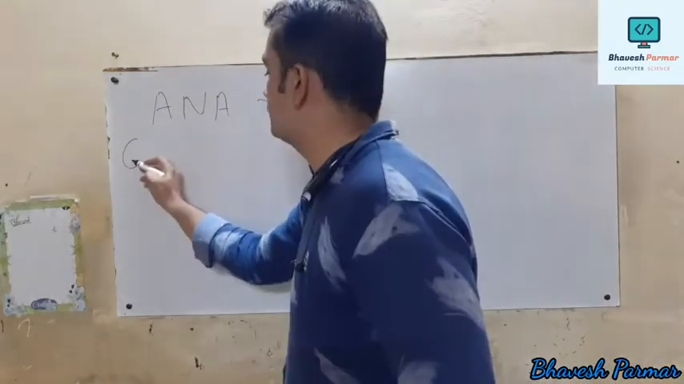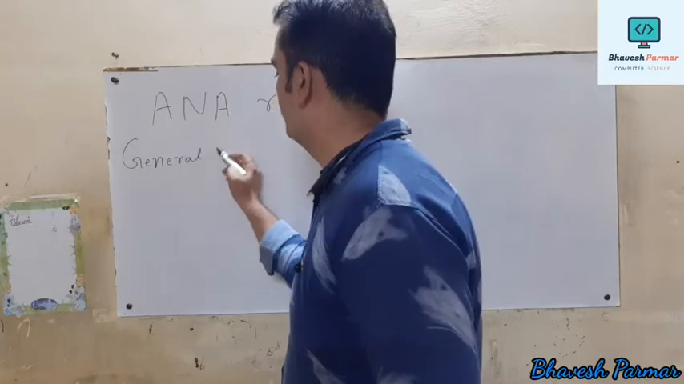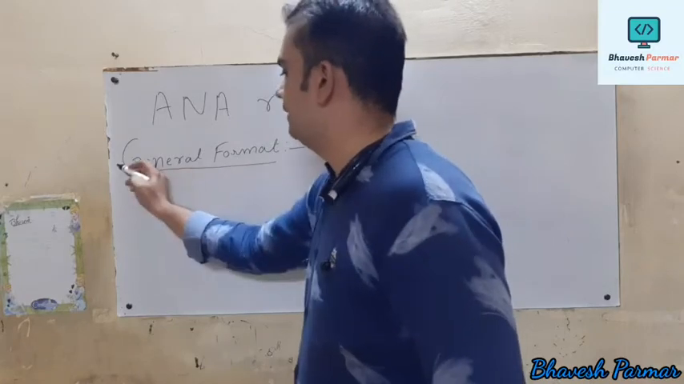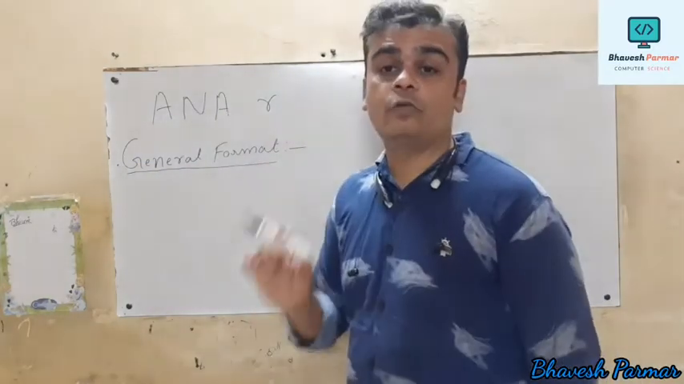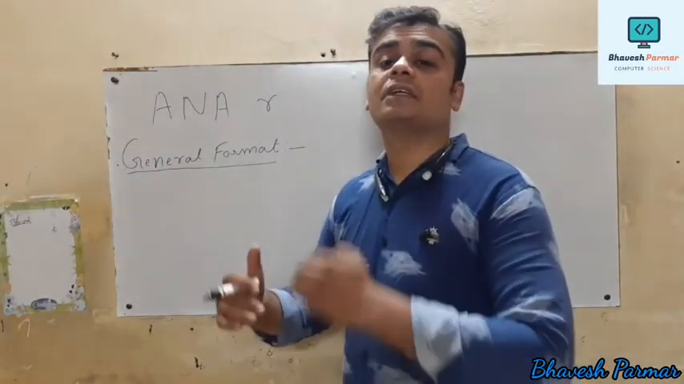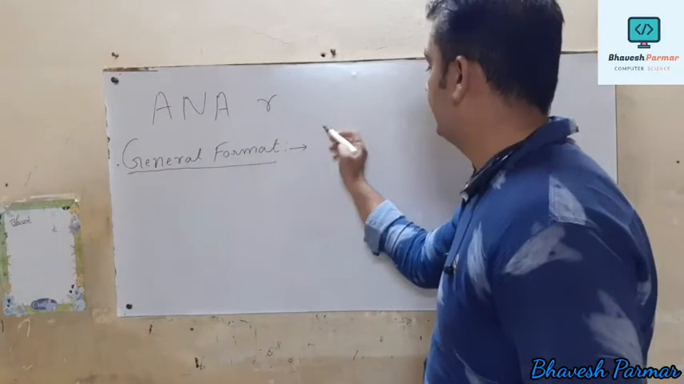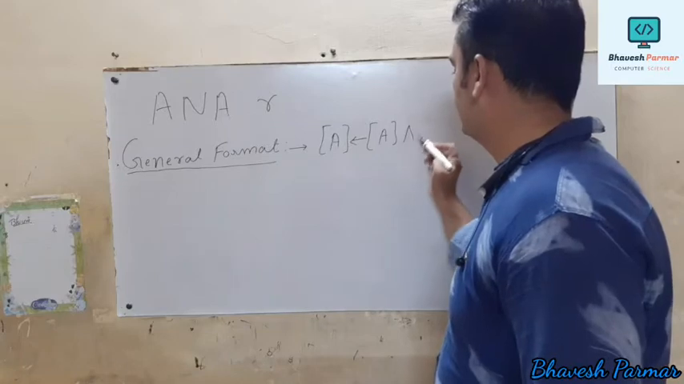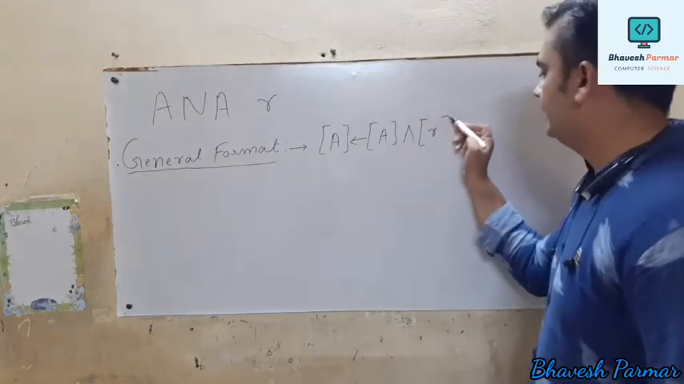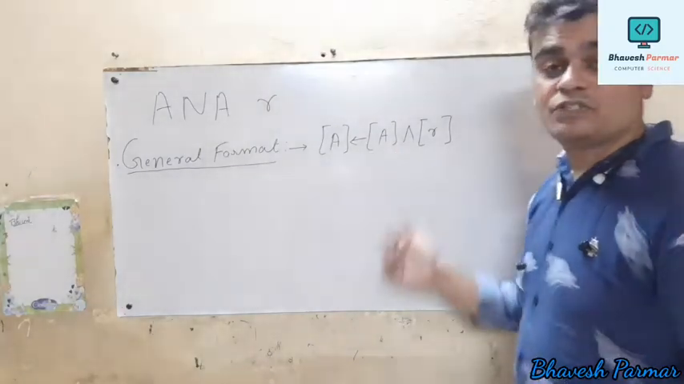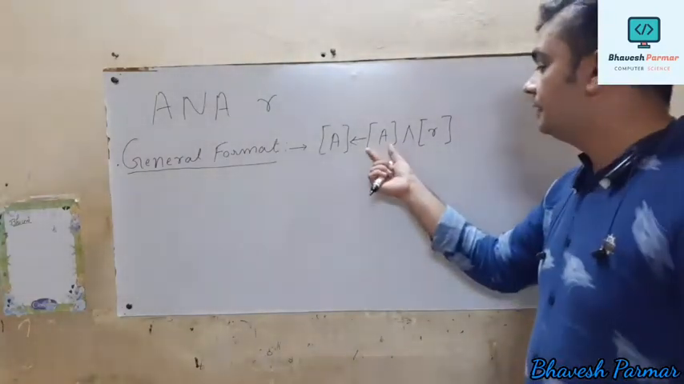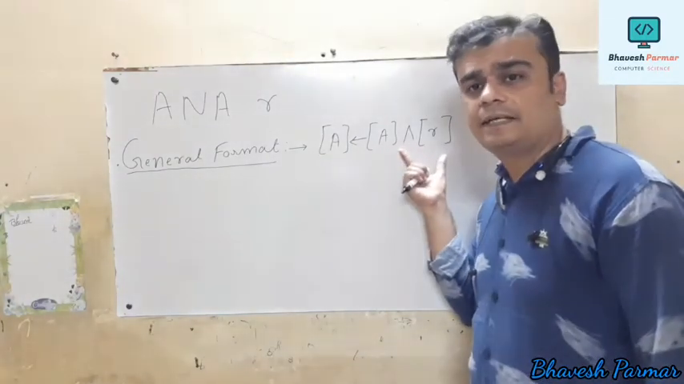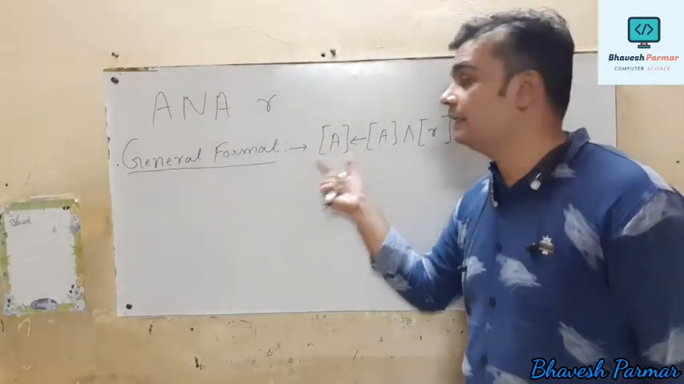As usual, our first point is the general format. I am underlining it because it is our first point. The general format always helps you see how that instruction works. The general format is like this: content of A, arrow, content of A, then the logical AND operation symbol, and then content of r. How to read this? When this instruction is executed by the microprocessor, the content of the accumulator performs a logical AND operation with the register, and whatever result comes, that result is stored in the accumulator itself.